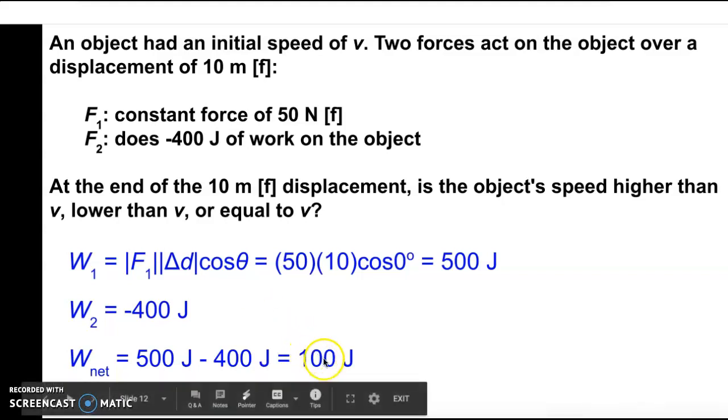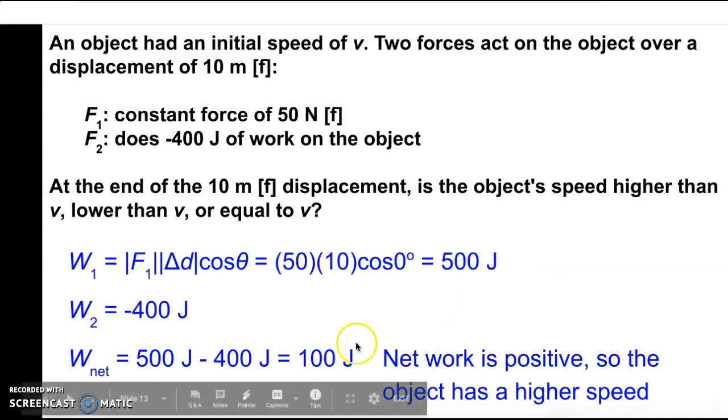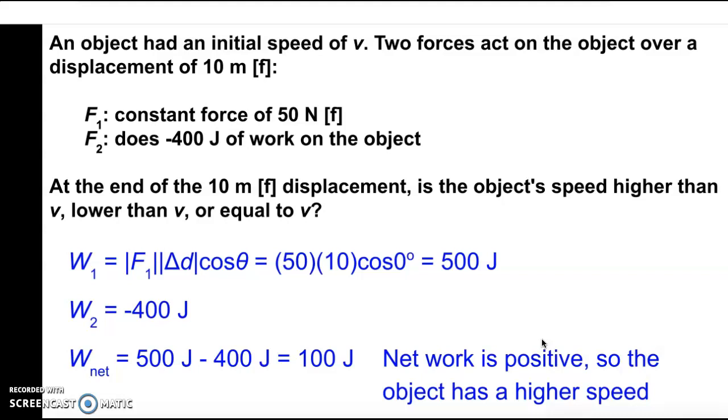So how is this helpful to answer my question? My question is, did the object's speed get higher or lower, or does it stay equal to v, what it was before? Well, since the net work we calculated was a positive number, that means the kinetic energy increased by 100 joules. And if the kinetic energy increased, that means it got faster. So this is the work energy principle.